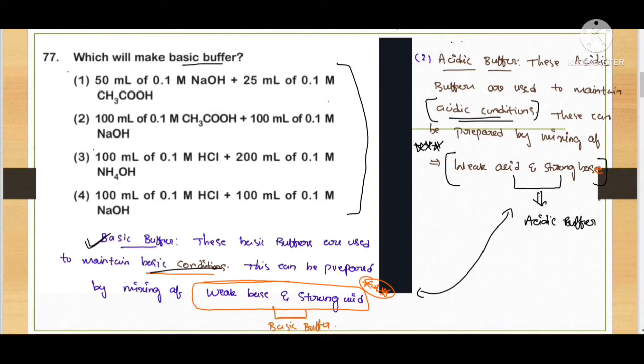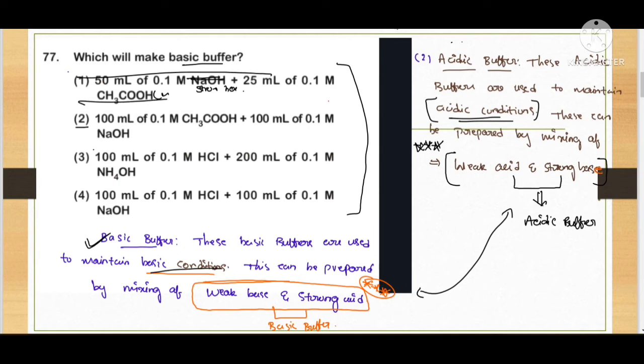To prepare the basic buffer, the condition is a weak base and a strong acid. Let us verify the given options. Here, strong base, so eliminate option 1. Why? Because we require a weak base and a strong acid. Here we have a strong base and a weak acid. So option 1 is eliminated.